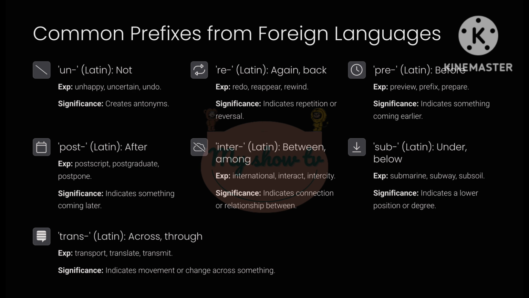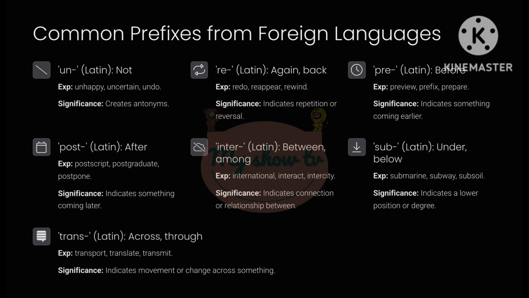Let's start by looking at some common prefixes that English has borrowed, primarily from Latin. 1. The prefix un comes from Latin and means not. This is a very common prefix that directly creates antonyms. For example, happy becomes unhappy, certain becomes uncertain, and do becomes undo. Recognizing un immediately tells you the word has a negative or opposite meaning.